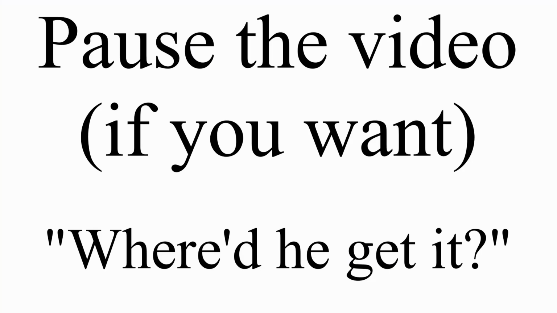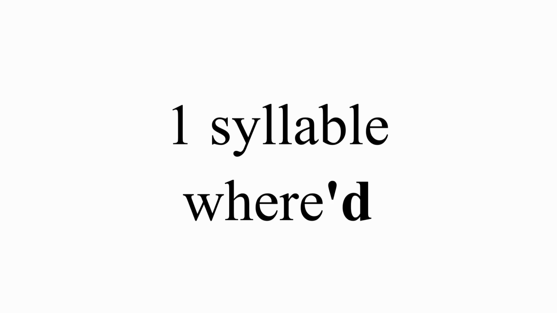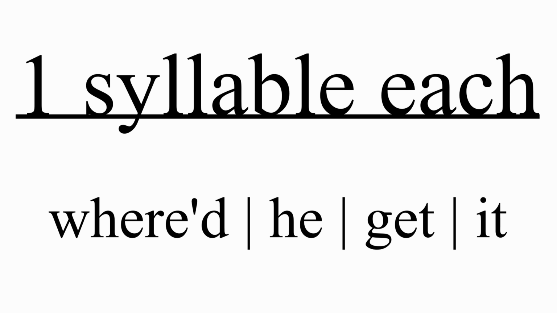I want you to find how many syllables are in each word. I will give you a moment to pause the video if you want. So the word where, 1 syllable. Might seem kind of like 2, but it's 1. With that apostrophe D, it's still 1 syllable. Where'd. The second word, he, 1 syllable. Get, also 1 syllable. And of course, it, just 1 syllable. So all 4 of these words are 1 syllable.